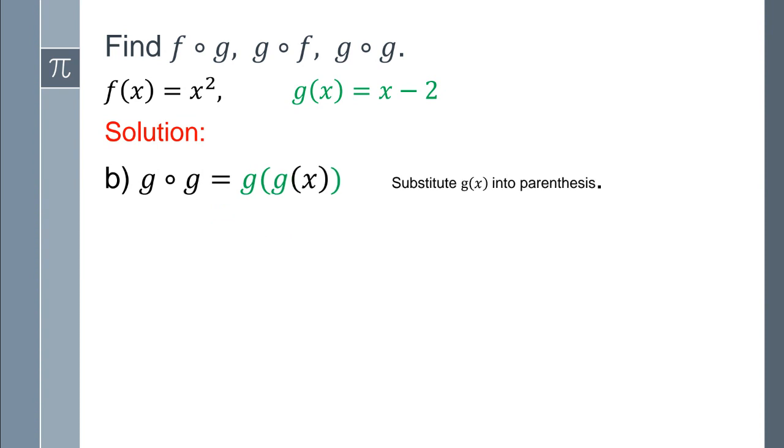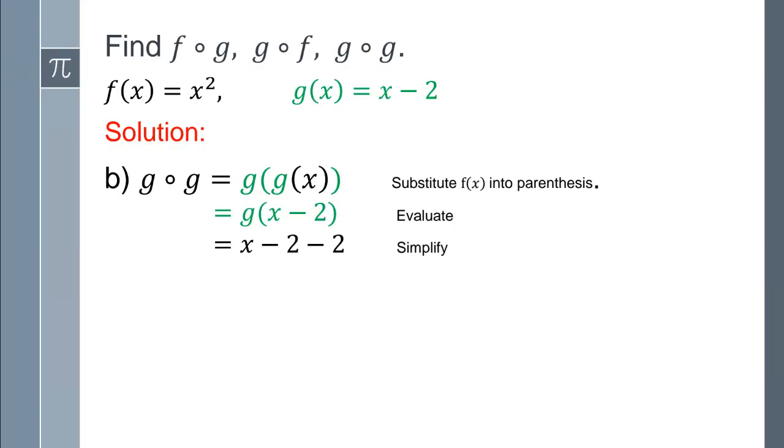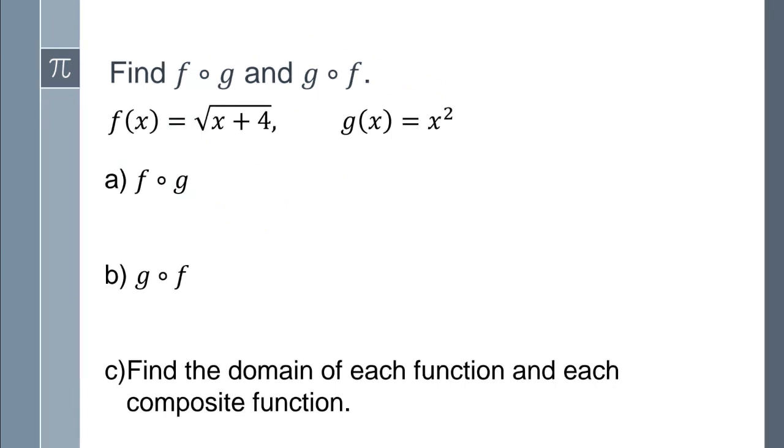Okay, and then the last one, g composed of g. So it's just g of x. So g of x is x minus 2. Everywhere I see x in x minus 2, I'm going to plug in x minus 2. Combining like terms is going to give me x minus 4. Okay? Questions? Awesome. All right.